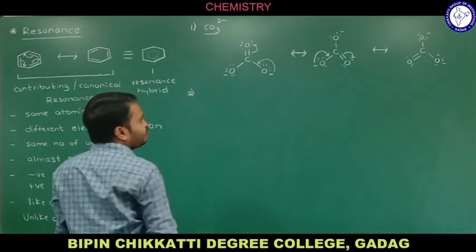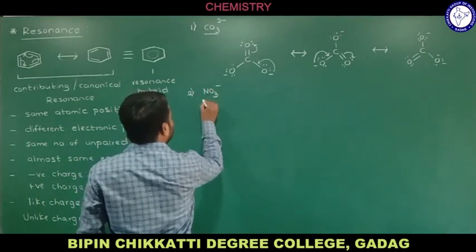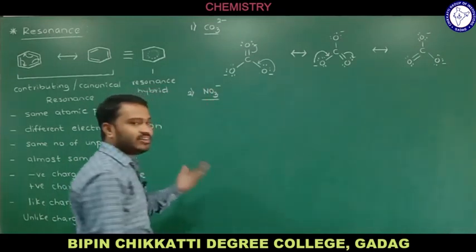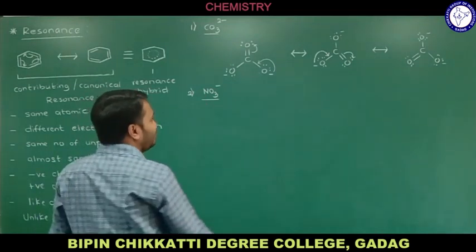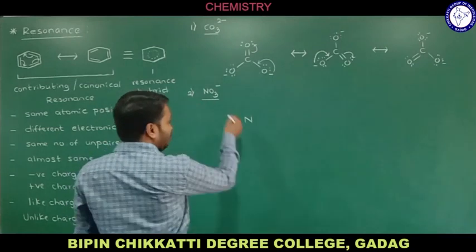Second example I am going to consider, and the second example is about NO3 minus. So NO3 minus, nitrate ion this is. So we'll see how we can write the contributing structures for nitrate ion. Nitrogen we have, and 3 oxygens we have, isn't it?